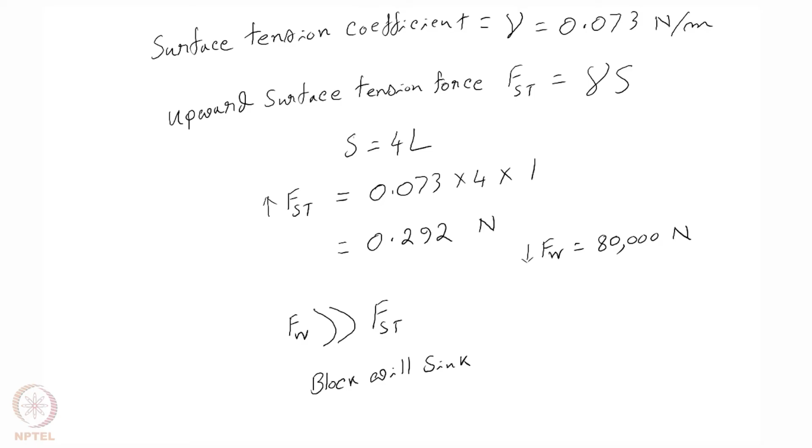Now let us try the same problem keeping everything the same, just in a lower dimension. Means now I take a block of 1 micrometer. Earlier we took a block of 1 meter. Now we are taking a block of 1 micrometer, and 1 micrometer is equal to 10 to the power minus 6 meter, right. Okay. So, now let us again calculate the weight as well as the surface tension force.